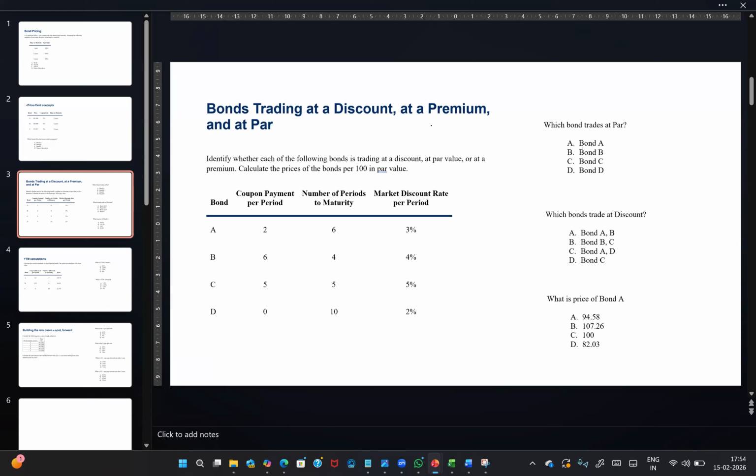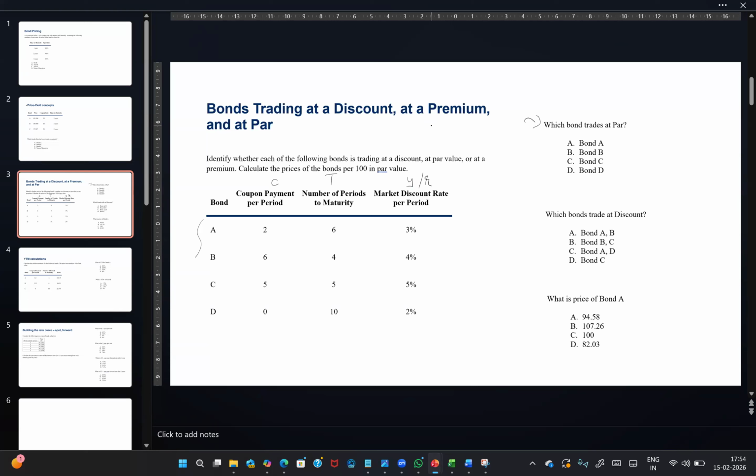So there are three questions attached to this. Which bond trades at par? When I look at this question, this is what is given to us. Calculate the price of the bonds per 100 in par value. So par value basically is 100. This is telling us what is the coupon rate. This is telling us the maturity. And this is the market discount rate, which is nothing but your yield or rate on the bond.